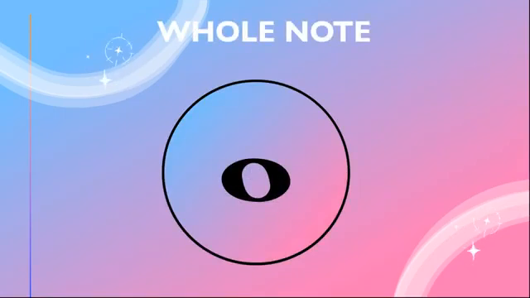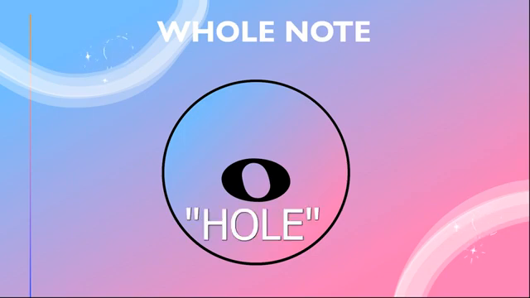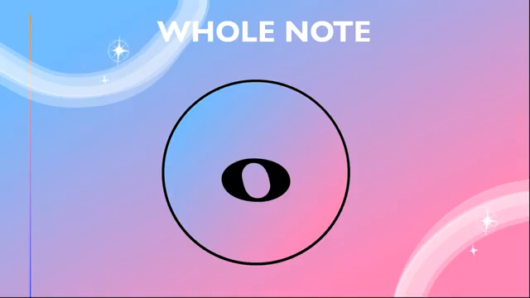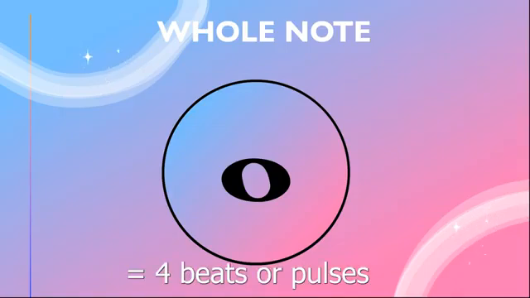Now on to individual note values. We'll start off with the whole note. The whole note, as you see here, is basically just one big circle. A whole, if you want a simple way to remember what it's called. The whole note has no stem or flags, and its value or duration, being how long the note is held out for, is equal to 4 beats or pulses.